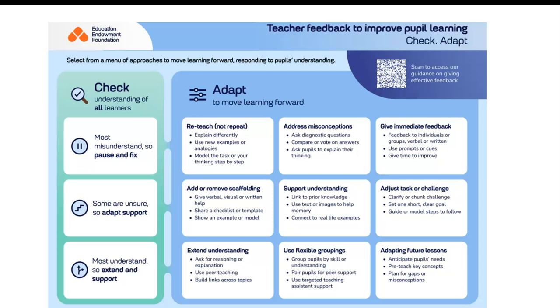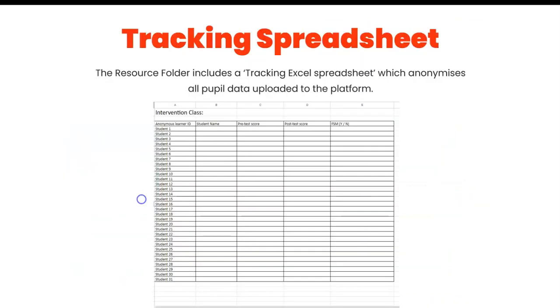So the intervention is based around the Education Endowment Foundation Check and Adapt. The intervention video has already gone through how to use this in the classroom, but you'll also find a copy of this in the resource folder. In the resource folder, you'll also find a tracking spreadsheet. This document allows you to link anonymized student IDs on the What Works Teaches platform to students in the classes. This ensures that no personalized data goes onto the What Works Teaches platform.